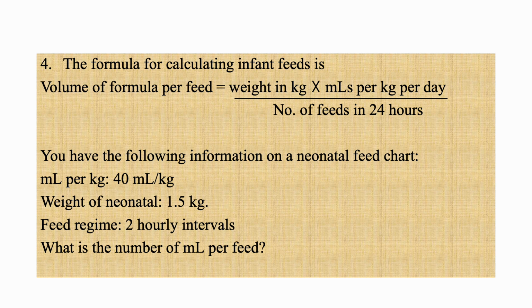Question number 4, the formula for calculating infant feeds is volume of formula per feed equals weight in kg times ml per kg per day, divided by number of feeds in 24 hours. You have the following information on the neonatal feed chart. Ml per kg is 40 ml per kg. Weight of neonate is 1.5 kg. Feed regime is 2 hourly intervals. What is the number of ml per feed? So we have to find out the number of ml per feed.